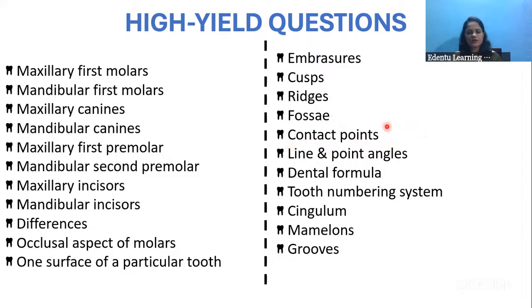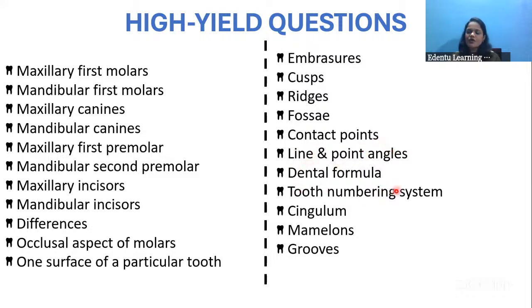Then next is the contact points. In the permanent dentition, how many contact points are there? What are those contact points? And where is this contact area usually seen? And then the line and point angles. Line and point angles is another important question. It was not asked frequently, but still I saw this question in 2 to 3 papers.